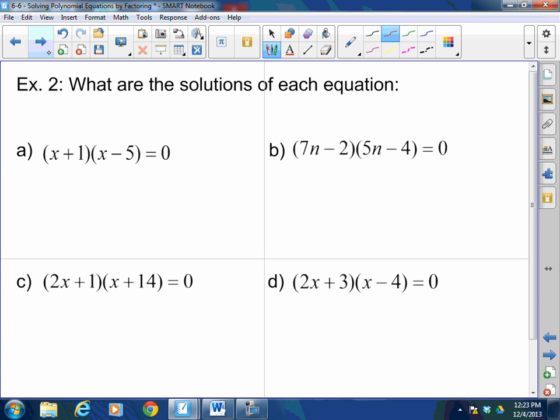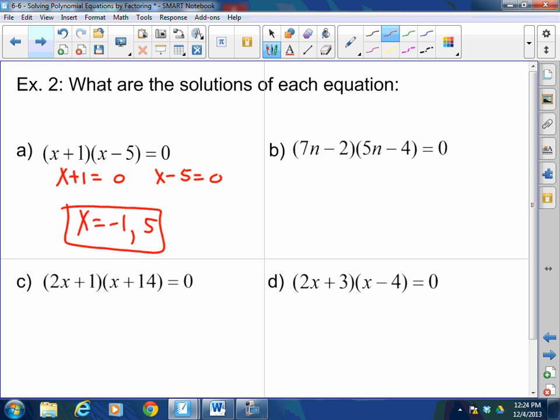Let's practice some zero product property. What are the solutions of each equation? I got x plus 1 times x minus 5 equals 0. So I got to use my zero product property. Every single factor must be set equal to 0. So x plus 1 will equal 0. X minus 5 will equal 0. My solutions, x equals -1 and 5.